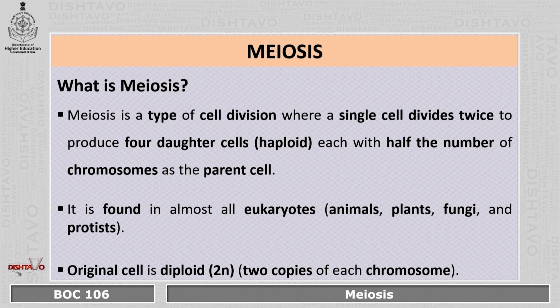What is meiosis? Meiosis is a type of cell division where a single cell divides twice to form four daughter cells which are haploid, each with half the number of chromosomes as the parent cell. It is found in almost all eukaryotes, animals, plants, fungi, and protists. The original cell is diploid, that is, it has two copies of chromosomes.